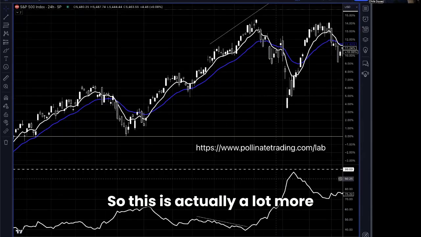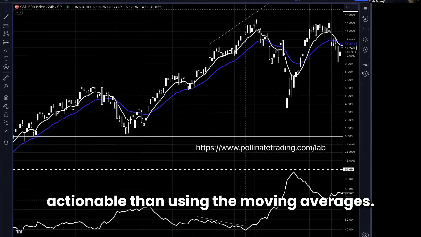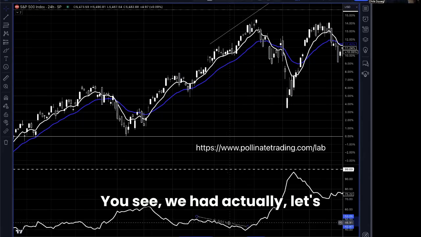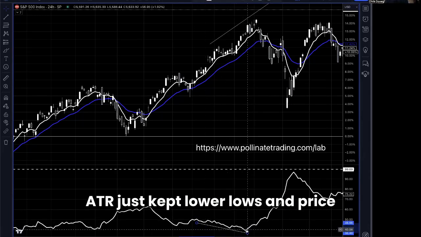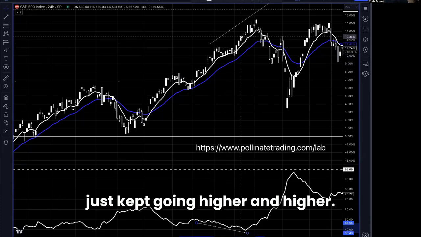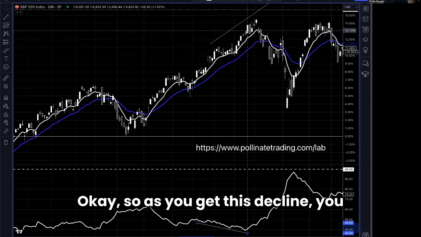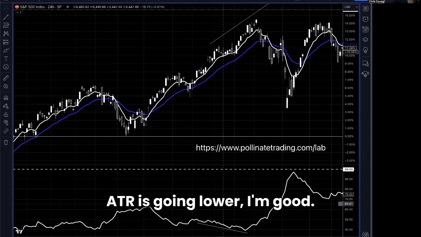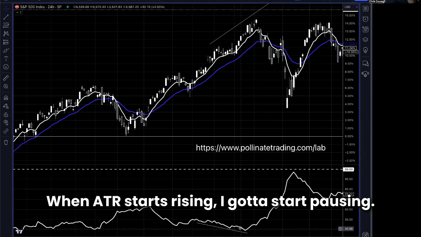So this is actually a lot more actionable than using the moving averages. Do you see how you can layer this in? Let's put lower lows here. ATR just kept making lower lows and price just kept going higher and higher. So as you get this decline, you start thinking to yourself, as long as ATR is going lower, I'm good. When ATR starts rising, I've got to start pausing.